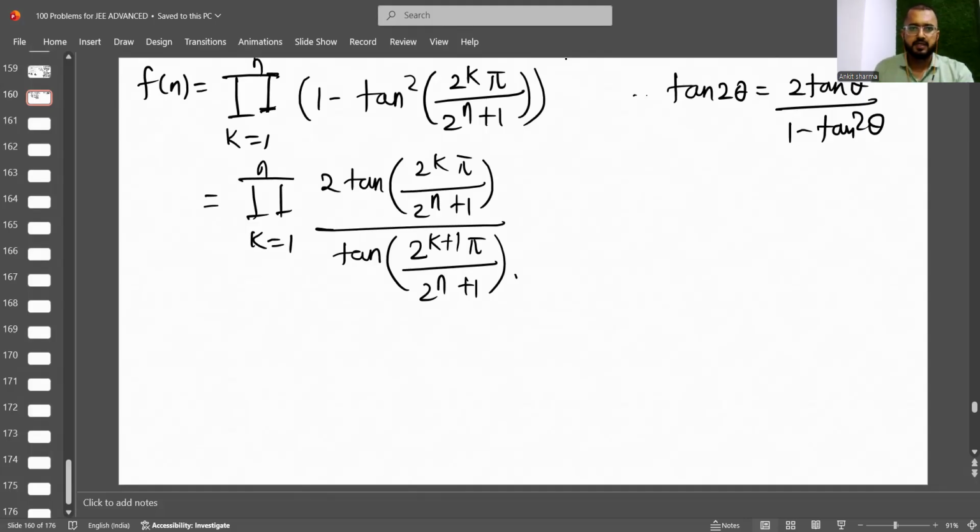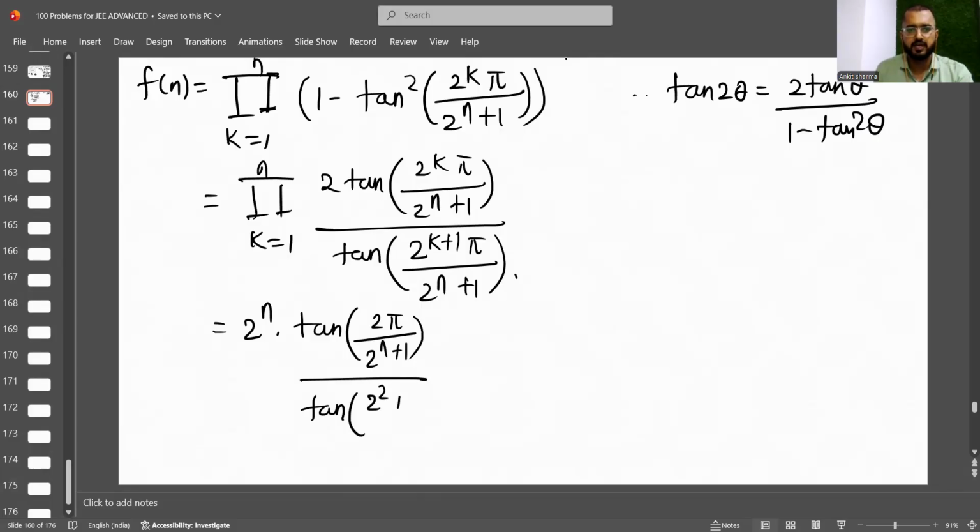So we have found the product part for this, and now this 2 can be taken outside n times. And for this thing, we'll simply apply the product. So I get tan of 2 pi over 2 to the power n plus 1, over tan of 2 square pi over 2 to the power n plus 1. And when I write the next term, this becomes tan of 2 square pi over 2 to the power n plus 1.